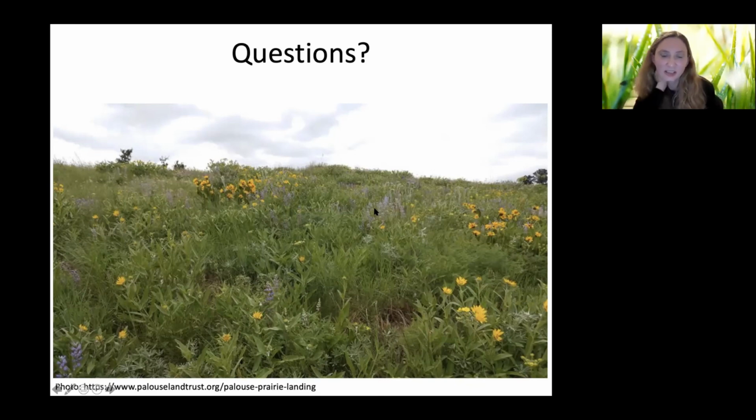How much variation is there in the specific microbiome organisms from one location to another? For instance, are the organisms in two different Palouse Prairie patches the same, whether they're 20 or 200 miles apart? This is a great question, and one that a lot of people are working on right now.